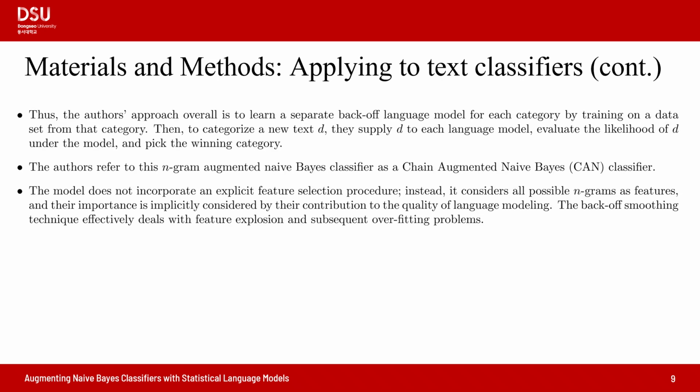So that was the main formula for the paper. Thus, the authors' approach overall is to learn a separate back-off language model for each category by training on a data set from that category. This is a labeled data set. Then to categorize a new text D, they supply D to each language model, evaluate the likelihood of D under that model, and pick the winning category. So this is how the text is classified.